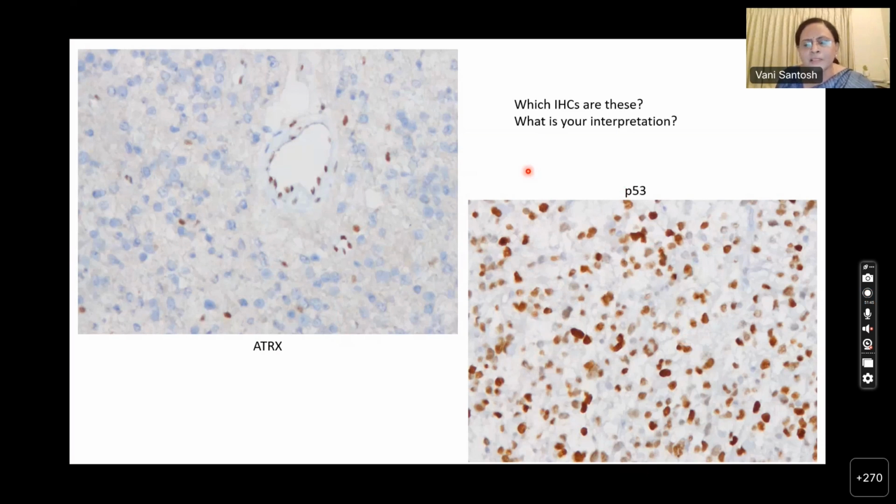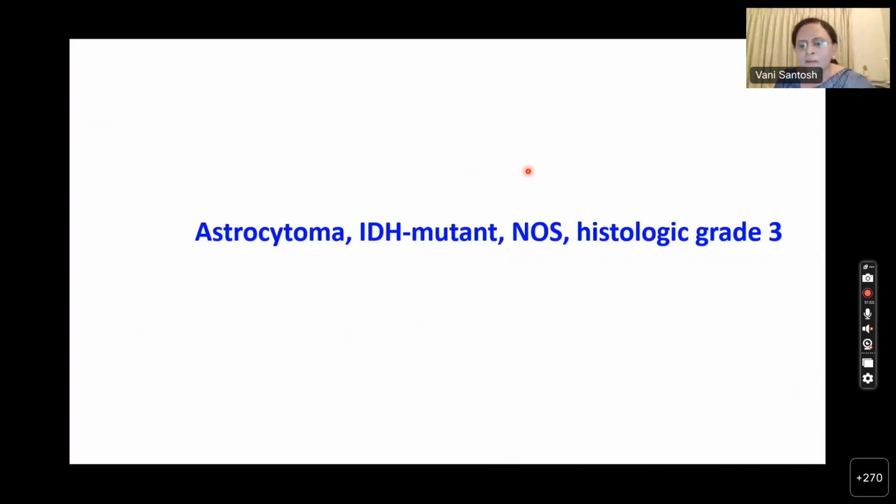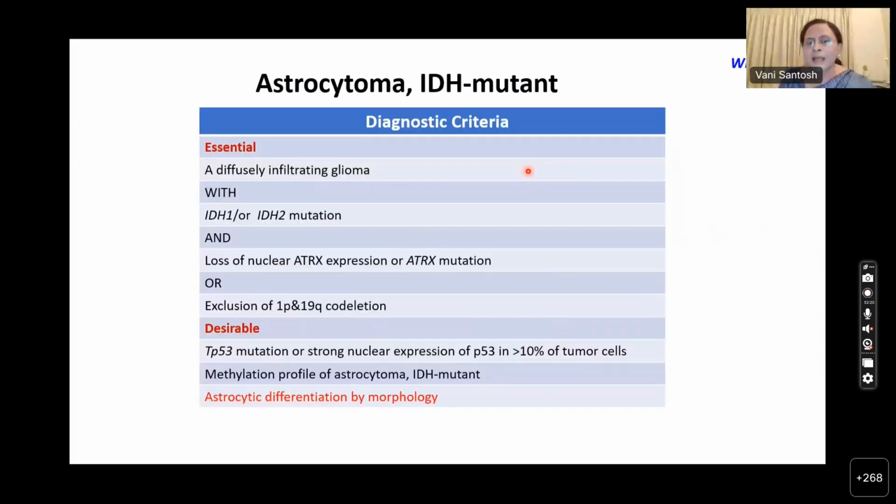So now we found GFAP was positive, OLIG2 was positive, ATRX was loss of expression, and P53 is positive. So the diagnosis now will be astrocytoma, IDH mutant. Even now it is NOS because we are not grading it. We have not put a CNS WHO grade. We have to give a CNS WHO grade. It's histologic grade 3. So we call it astrocytoma, IDH mutant, NOS. Even now I'm calling it NOS. But before I go to the grading criteria, I'll just tell you the diagnostic criteria for IDH mutant astrocytoma.